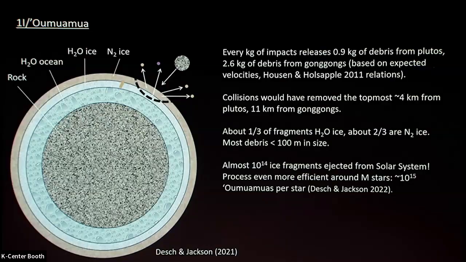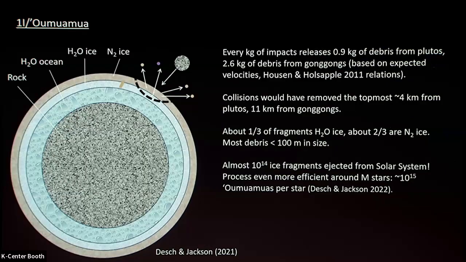We went through a calculation of exactly how much mass would be ejected using the Holsapple equations. And there's plenty of room for uncertainty here, but let's just say it's a lot. You're going to knock off many kilometers. We estimate 4 to 11 kilometers of thickness of this N2 ice, and even the water ice from the surfaces. And we predicted the fragments would be mostly N2, but many of them would be water. Most of the debris would be under 100 meters in size.